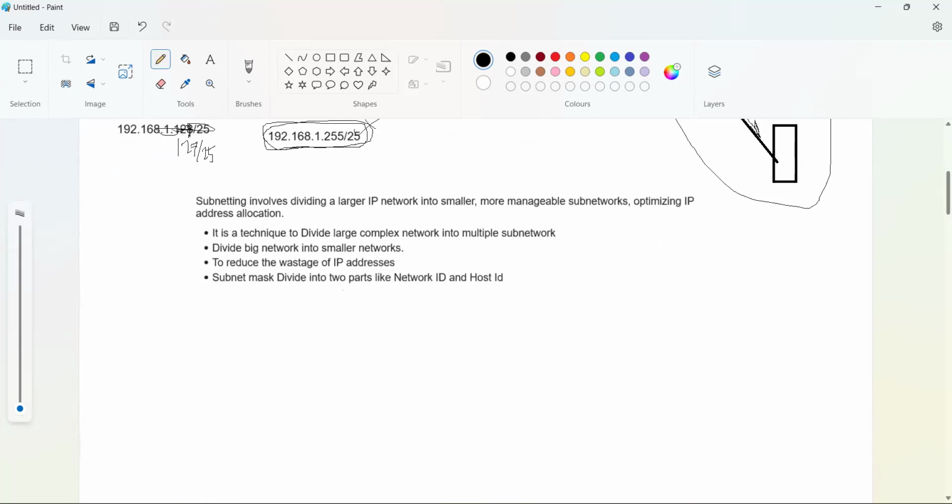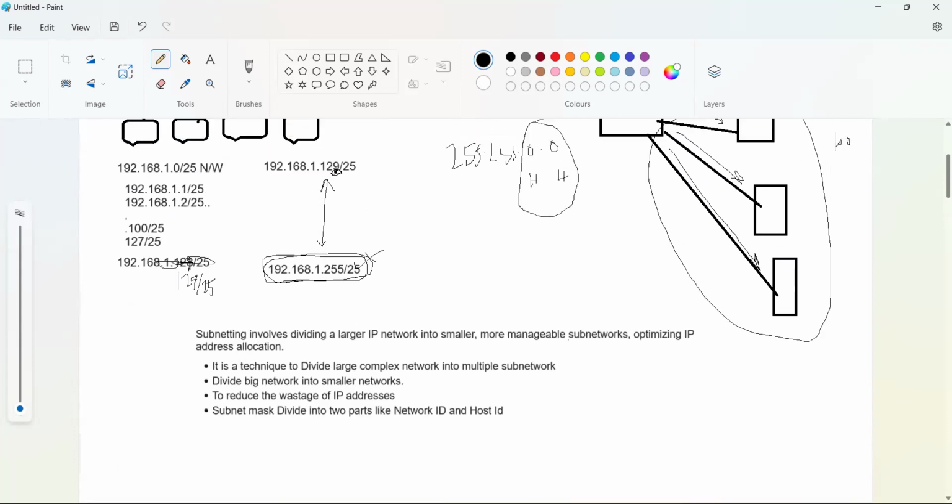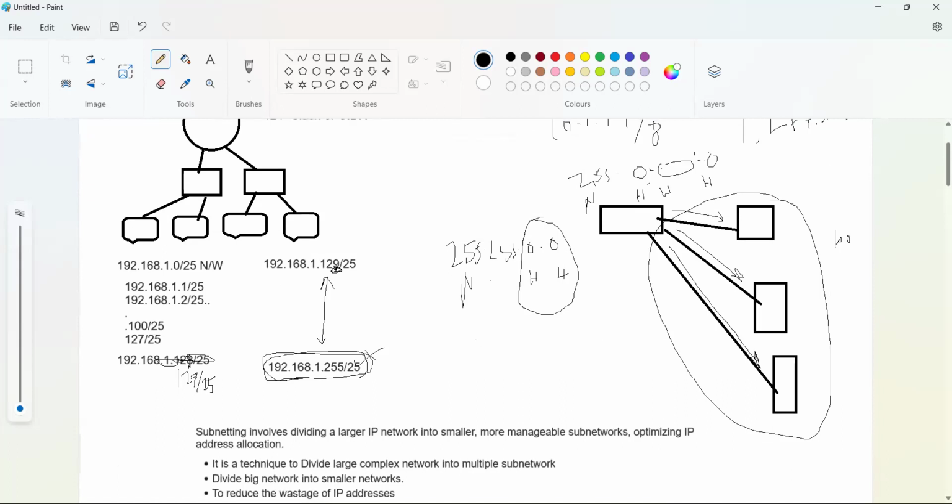The subnet mask is divided into two parts: network ID and host ID. This is the network ID and this one is your host ID. Here your host ID is this one and network ID is this one. This network ID you cannot assign to end users. No, not possible. You can assign only this portion. Whichever host portion is there, in that portion only you can assign the IP addresses.